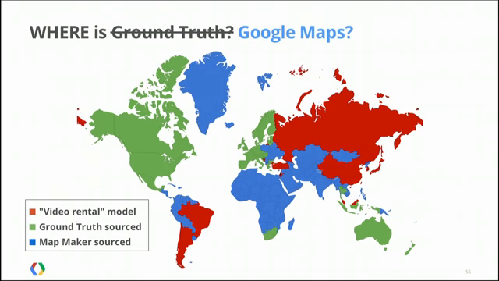The video rental model that I spoke about in the beginning is still in play in quite a number of countries, and it is actually an important model for us. In some cases, it's what we prefer. Ground Truth has launched in 43 countries and regions. The most recent was Thailand and Indonesia just a few weeks ago. And then the blue countries are completely MapMaker sourced. And these are the countries where users are the ones that are generating the map, and we're just providing basically a platform for them to do so.